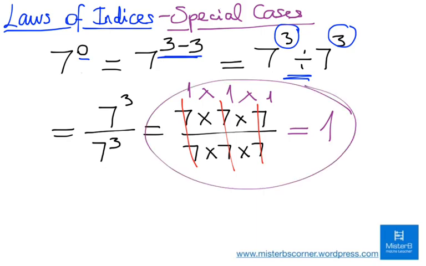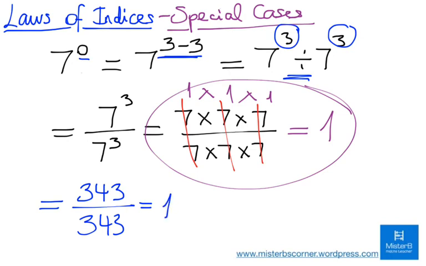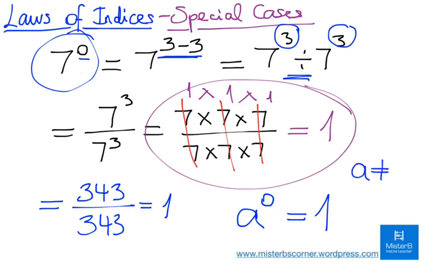Or, if this is confusing, you can say that 7 to the power of 3 is 343, the same number in the numerator and denominator, and if you divide a number by itself, you get 1. So if this is true for 7 to the power of 0, it is true for any number: a to the power of 0 will always be 1, regardless of a. I can't accept a to be 0, though, because you cannot divide 0 by 0, so that's another case. But generally, if this number is non-zero, to the power of 0 means it's going to be 1.